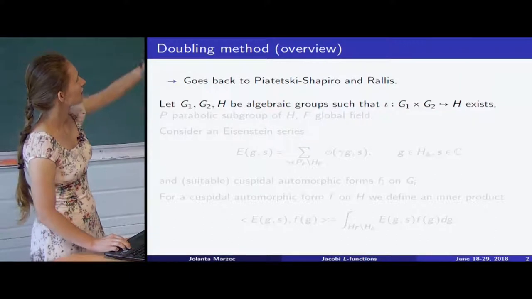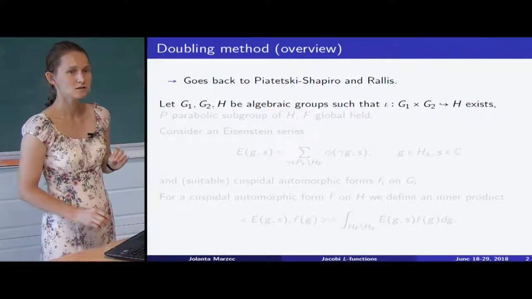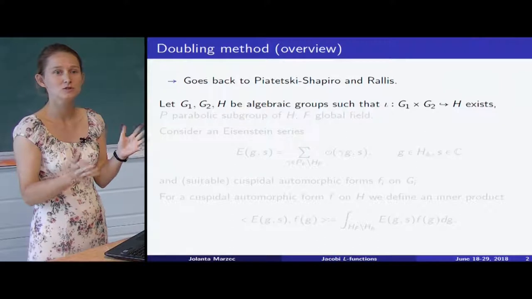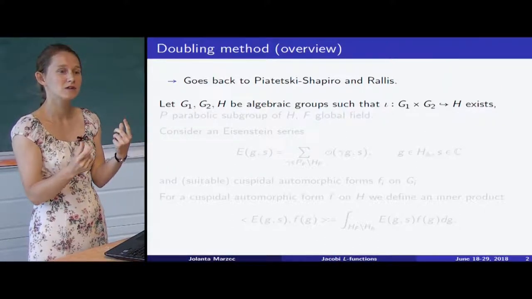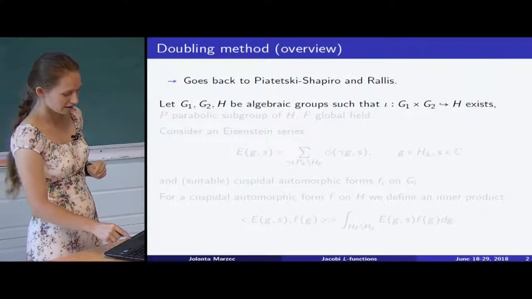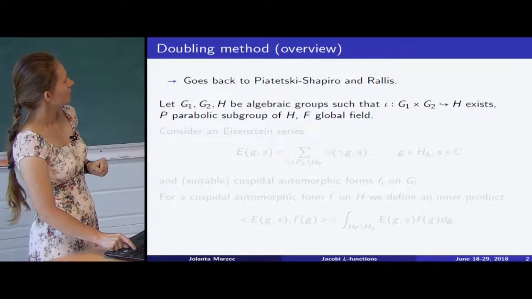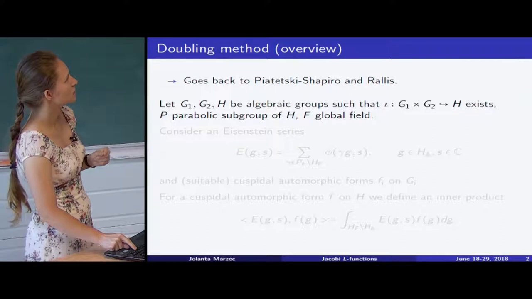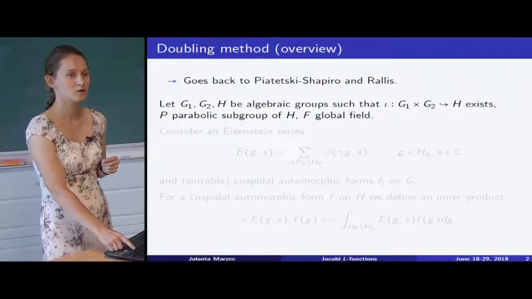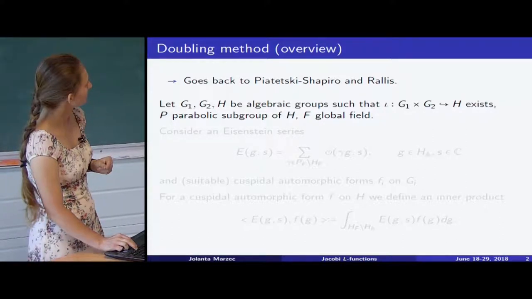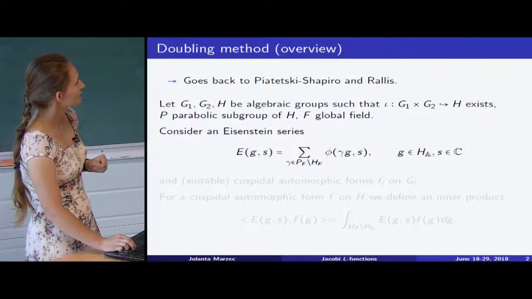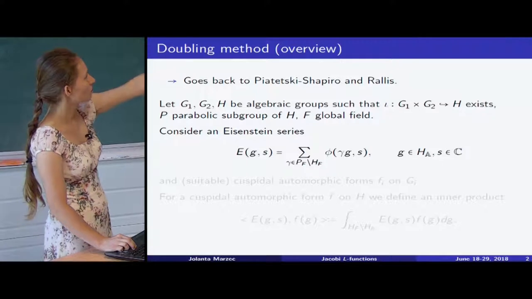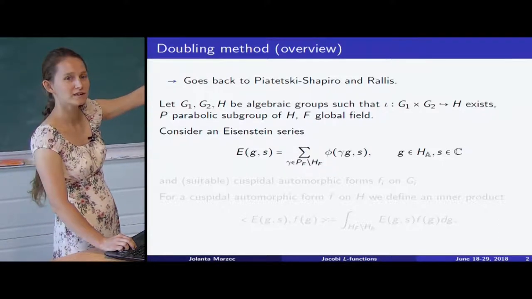We start with an algebraic group H and two groups G1 and G2, such that it is possible to embed the product of G1 and G2 into H. P will denote a parabolic subgroup, F will be a global field. And we consider an Eisenstein series. This series is defined on a group H with adelic entries.